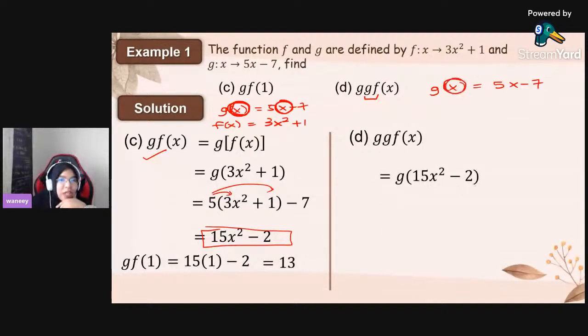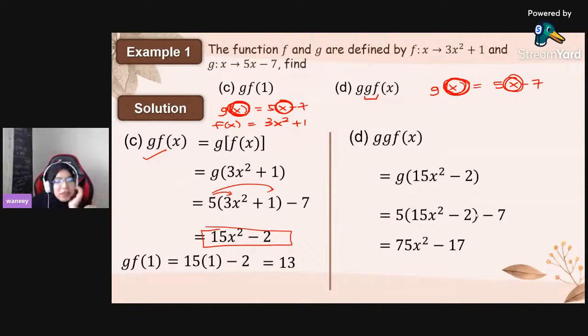So every time we see the x, we will replace them with 15x squared minus 2. So they will become 5 multiplied with (15x squared minus 2) and then minus 7. Then make sure to expand them, write them down very, very carefully. So the final answer for this one is 75x squared minus 17. So those are example 1, A, B, C, D. Okay, so we got 3 more examples to go.